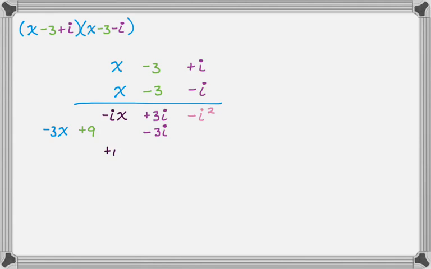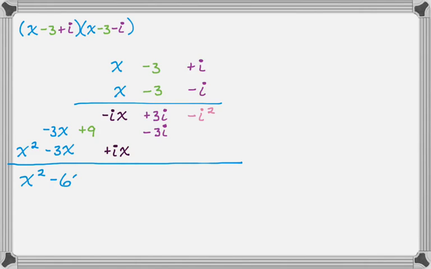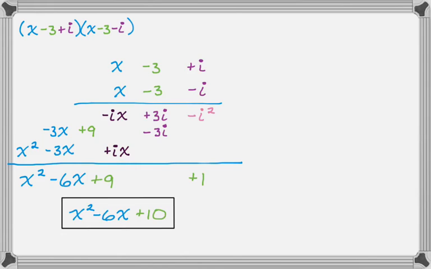And finally, I get an i times x. So if you look, we have a minus ix and a plus ix, so those are going to cancel. And then a minus 3x again, and then a plus x squared. So if I collect like terms, I get this, and finally, I get that.